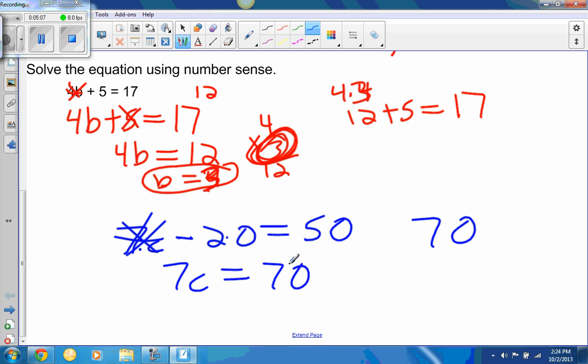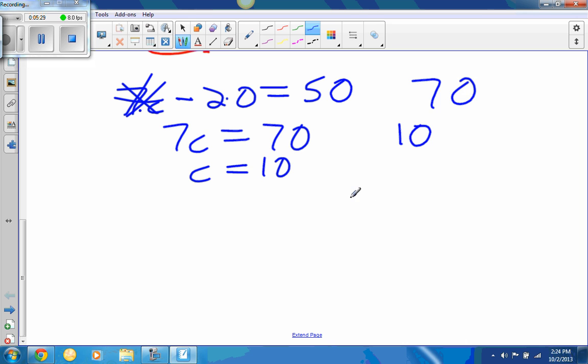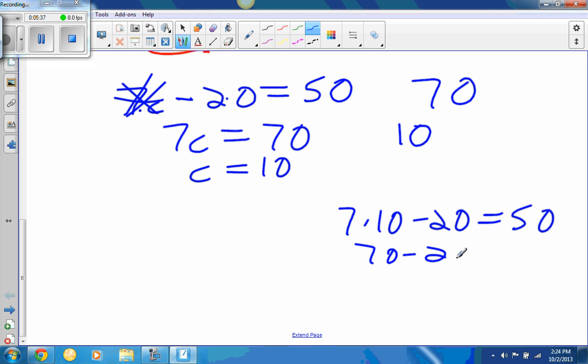We're going to forget about the 20 because we just figured out that this portion right here has to equal 70. So now you want to ask yourself, what times 7 is going to give you 70? Well, that would be 10. 70 divided by 7 gives you 10. So my c is 10, and I could plug it back in to see if it works. Is 7 times 10 minus 20 equal to 50? 7 times 10 is 70. 70 minus 20 is 50. So yes, it works.